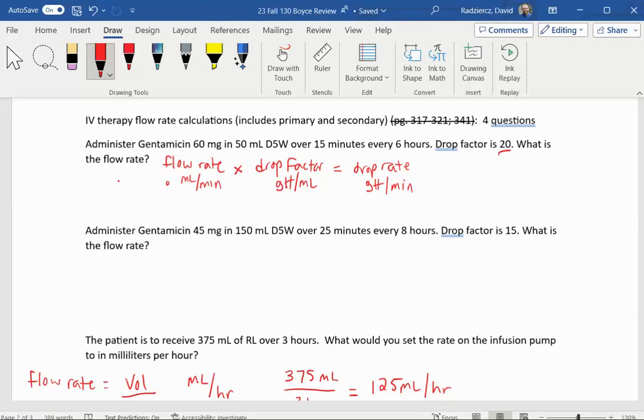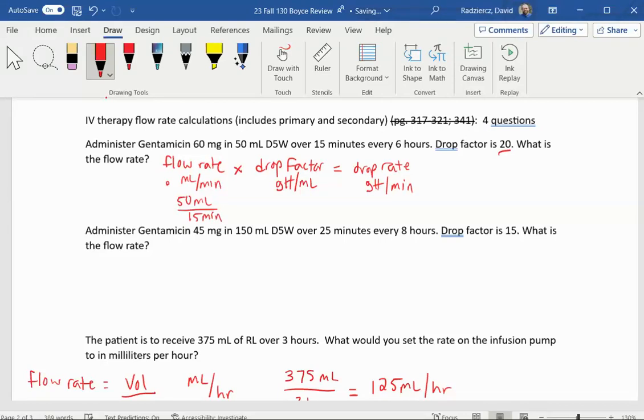When it comes to drop factor, you want to just start off with it already being in minutes. That way, it saves you an extra step. What I mean by that is, let's say it tells you it's infusing at 150 milliliters per hour. Just right off the bat, do 150 ml over 60 minutes. That way, you're already in the format that you want to be in, and it just saves a step. So, what is my flow rate here? My flow rate for this question is 50 milliliters per 15 minutes.